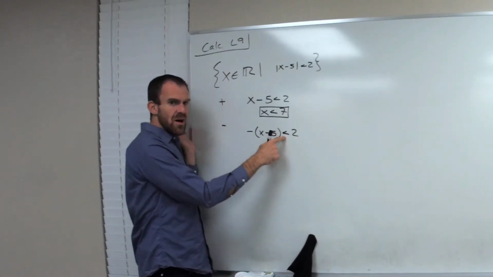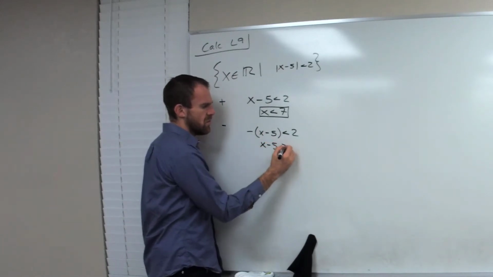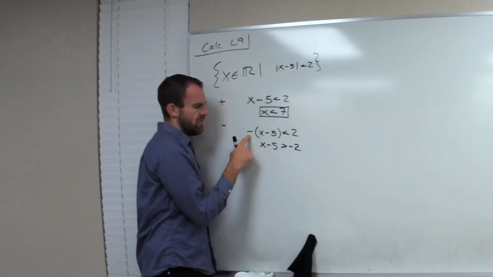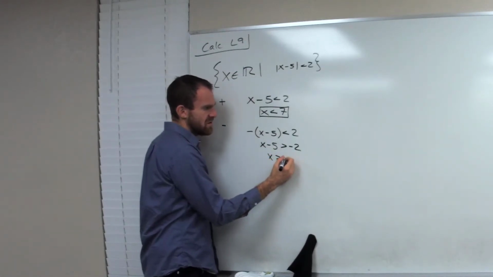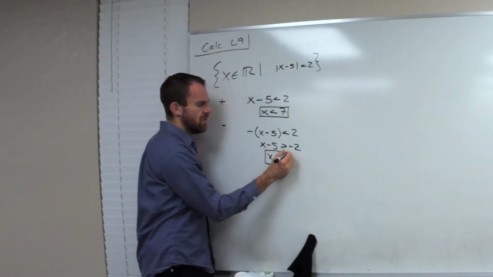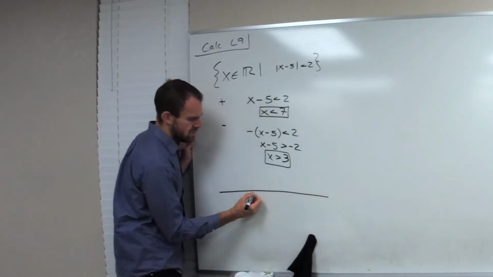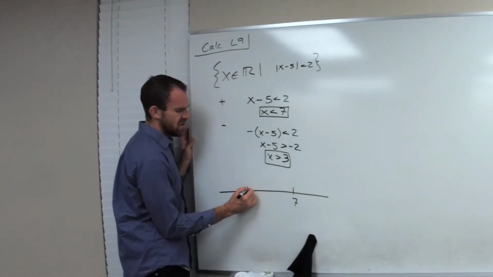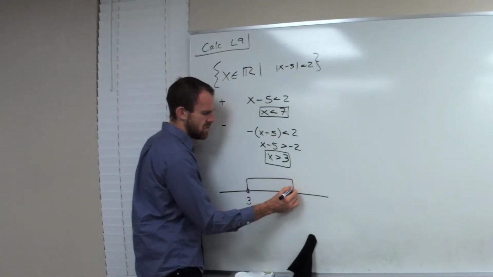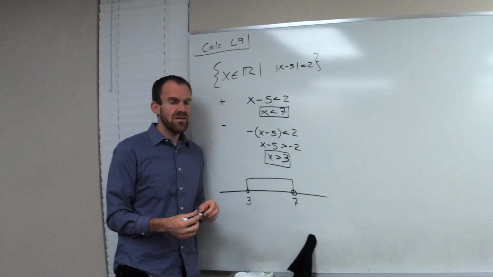So what does that do? Well, if I solve this, it changes the sign. If I multiply both sides by -1, then I have x is greater than, it looks like, positive 3. So if I take these two together now on my number line, this describes all numbers between 3 and 7, not including those numbers.